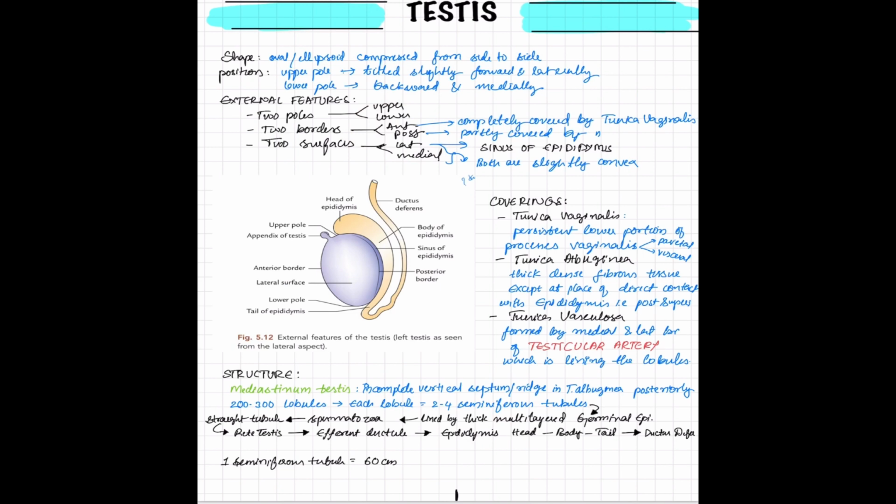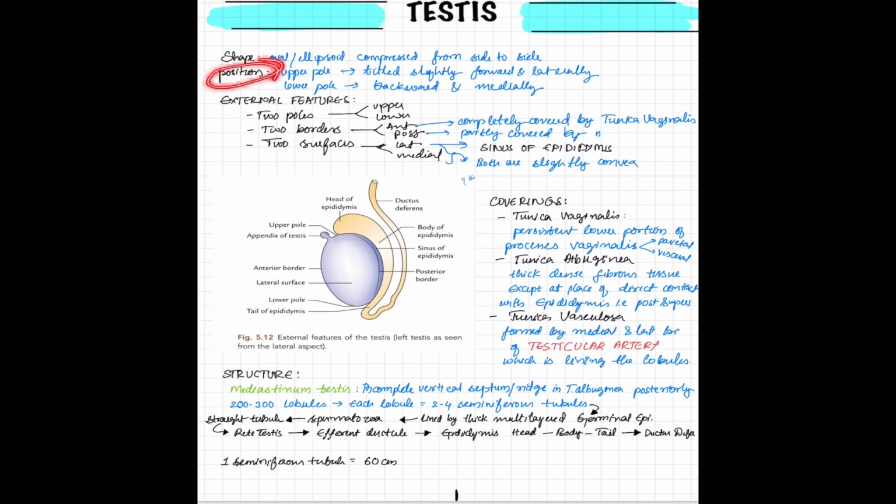Do testes have an anterior surface and posterior surface, or anterior and posterior borders? If we learn without connecting things, we will be confused and cannot recall in examinations or when doing MCQs. So we have to relate things. That is the new technique, a technique of learning things and remembering for a longer time.